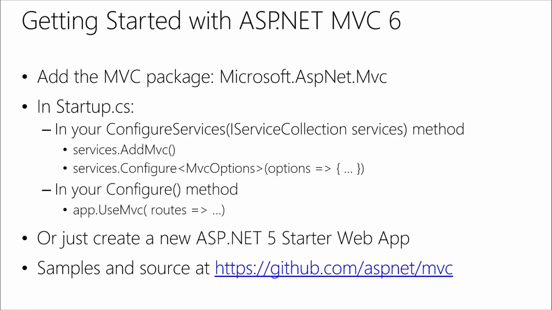Then you're going to go to your Startup.cs file, and you're going to need to do two things. You're going to need to add MVC as part of your request pipeline. There's middleware involved here so that MVC can then handle requests. You're also going to want to add MVC's services to the dependency injection abstraction in ASP.NET 5.